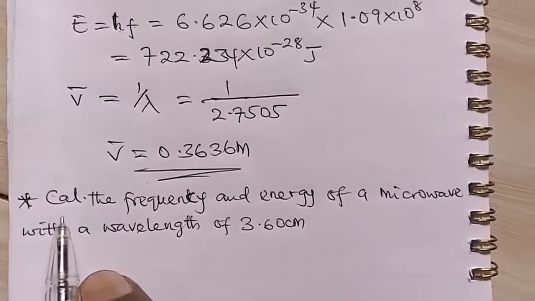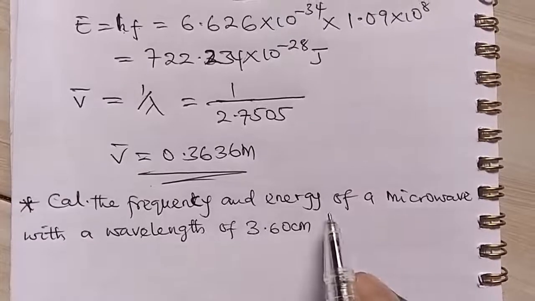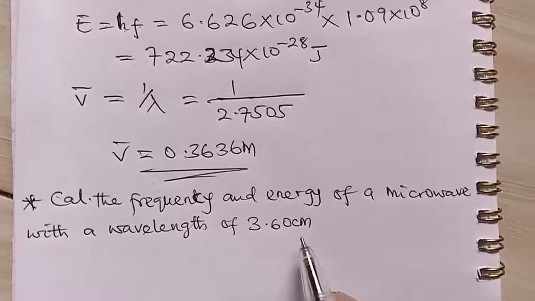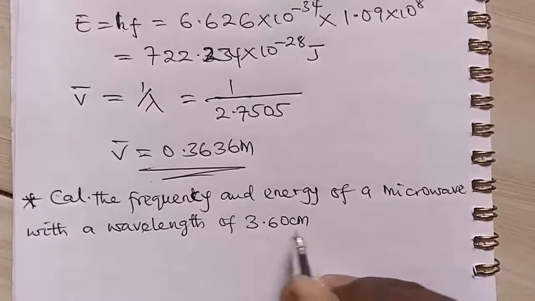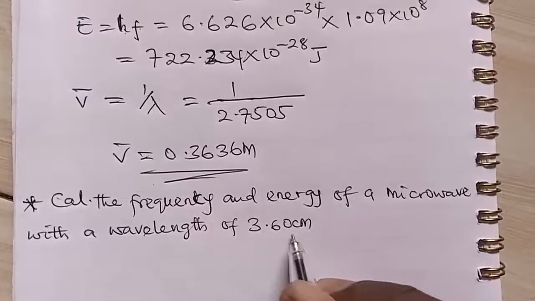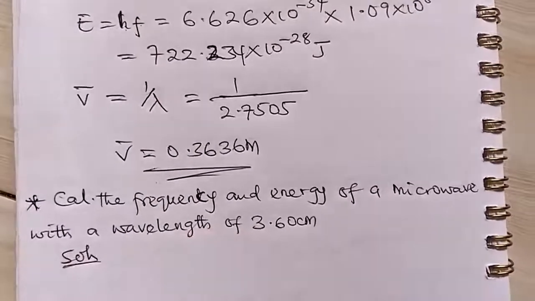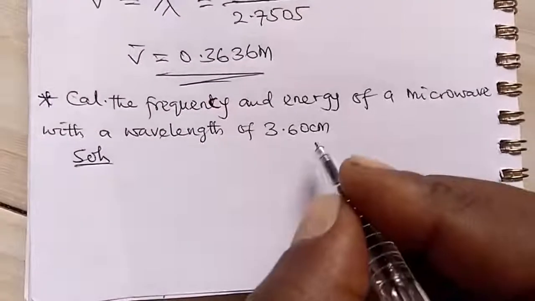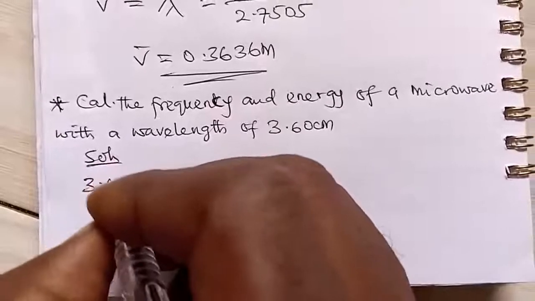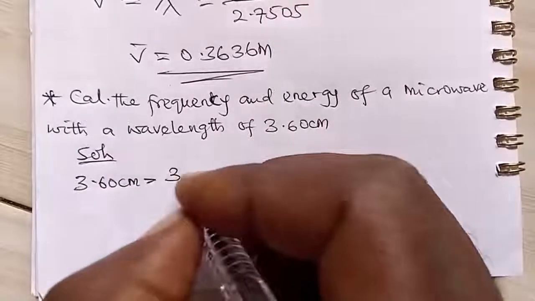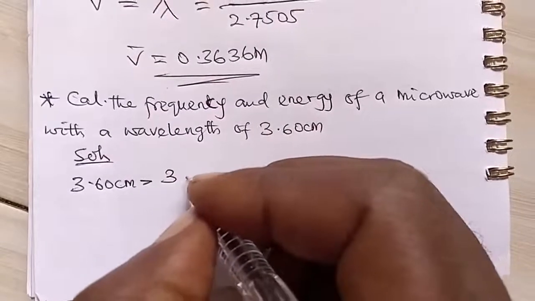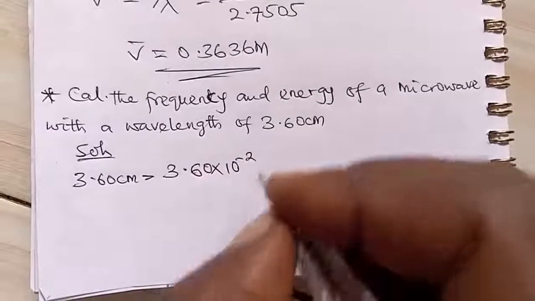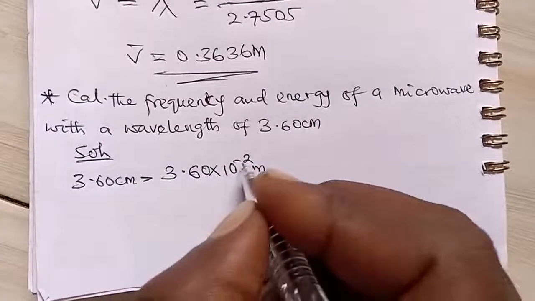Now, another question. It says calculate the frequency and energy of a microwave with a wavelength of 3.60 centimeters. The first thing we need to know is that the appropriate unit to use is not centimeter. The appropriate unit to use is actually meters. Converting from centimeters to meters is dividing by 100. So 3.60 centimeters is equal to 3.60 times 10 raised to power minus 2 meters, that is, divided by 100.